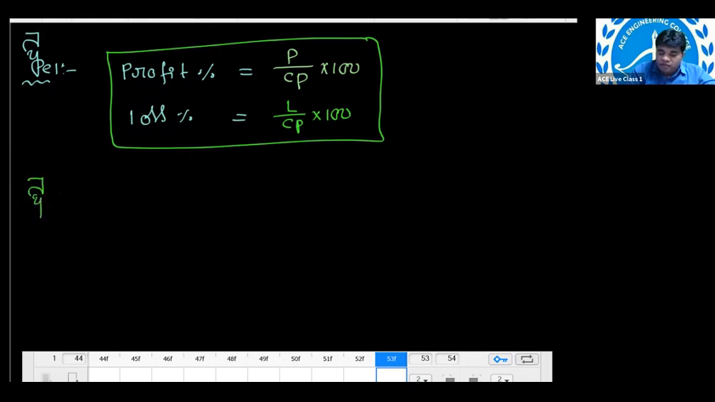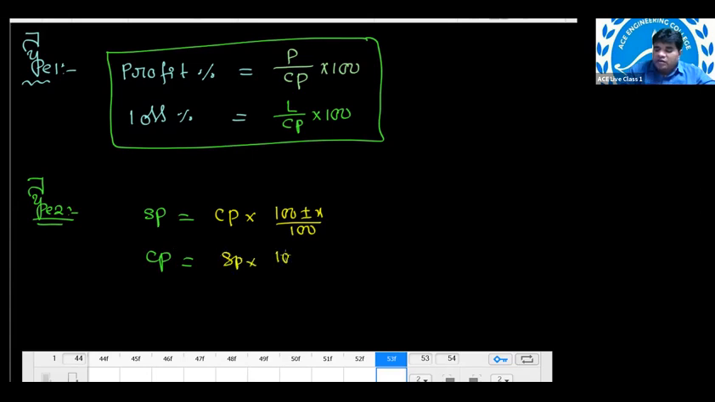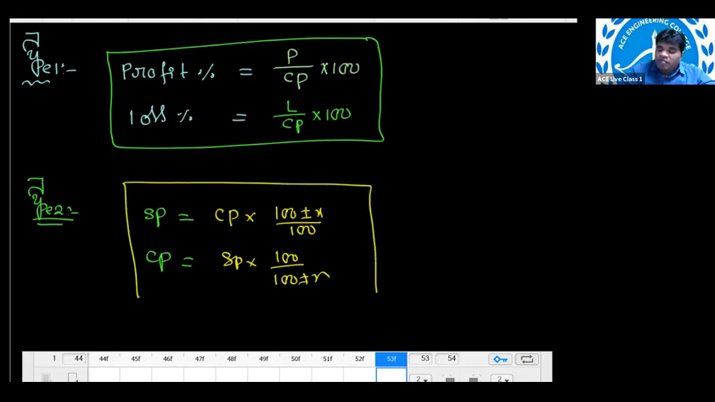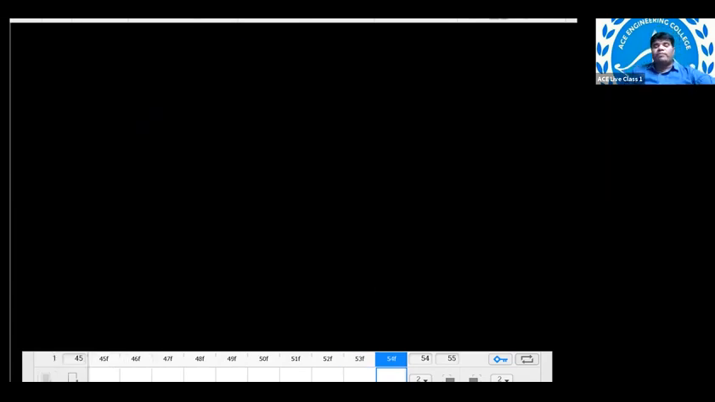Type 2. I want selling price and I want cost price. Cost price is given, they want selling price. Selling price is equal to cost price into 100 plus or minus x by 100. Cost price means SP into 100 by 100 plus or minus x. That is the formula, but the formula is not necessary, friends. I will prove it.